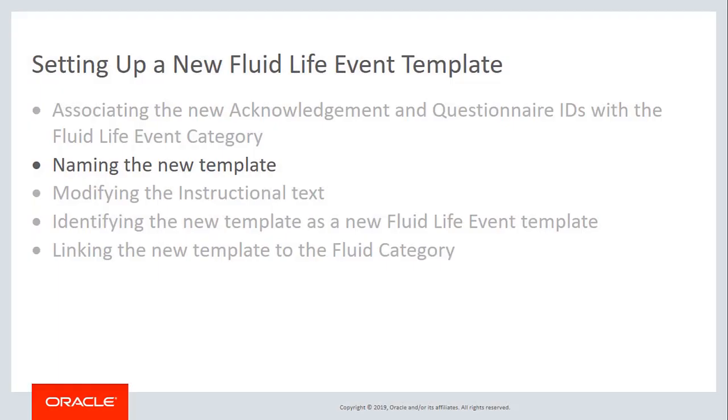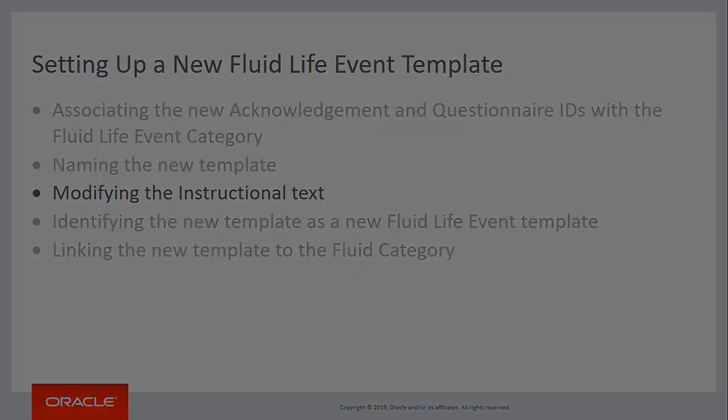Next, name the new template. You can give a 7-character name to the new template. This can include alphabets, numbers, as well as special characters. All instructional text you see in an activity guide can be modified to suit your organization's requirements.